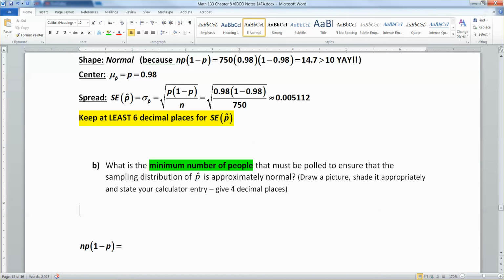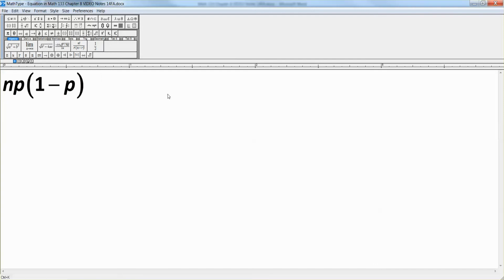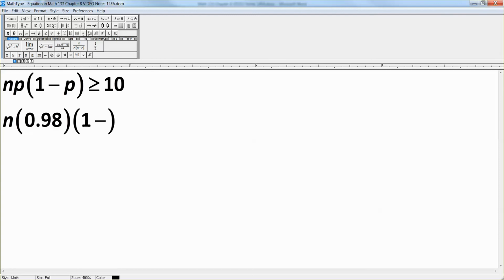All right. So note, we are being asked to find n such that the distribution will be normal. Okay, so we know 750 is normal, but what's the minimum number we needed? Maybe they didn't have to get 750 cars. So what we're going to do is we're going to say, all right, we want this to be greater than or equal to 10, according to the formula. So I'm going to let n be blank. I don't know what that is, but I know that p is 0.98. Then I know 1 minus 0.98, and I want that to be greater than or equal to 10.